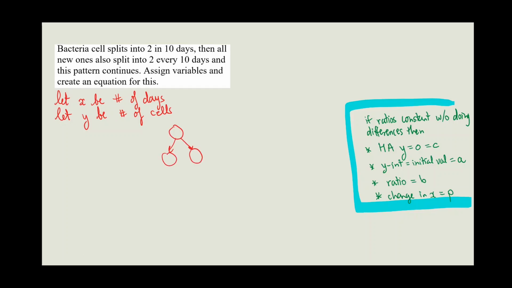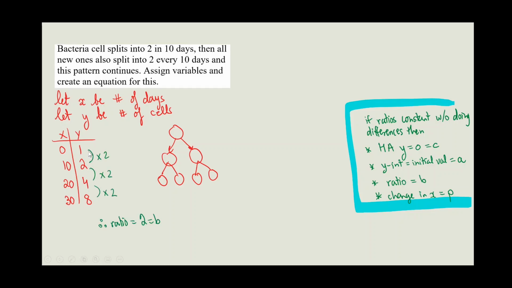So here is a representation. We have a single cell. It splits into 2. So this cell is no longer there. There are these 2 cells over here. Then these 2 each split into 2 again. So if you put that into a table, this is how it's going to look. At the beginning, there's only 1 cell. In 10 days, there's 2 cells. In 20 days, there's 4 cells, and so on.